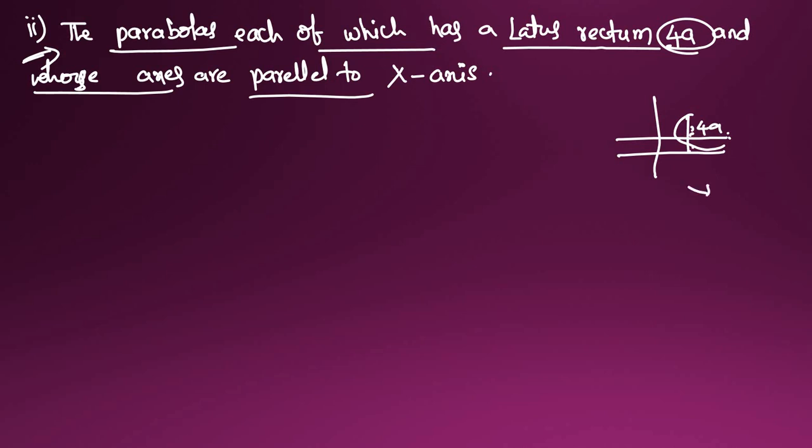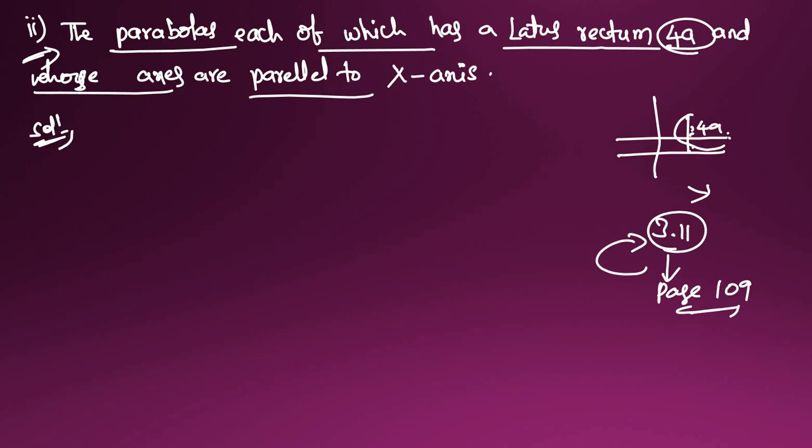You will find this equation in 3.11, that is page number 109. There you will find this formula 3.11, and we have to use that formula here: y minus k whole square is equal to 4a into x minus h. This is the parabola formula which has a latus rectum of 4a and whose axes are parallel to the x-axis.